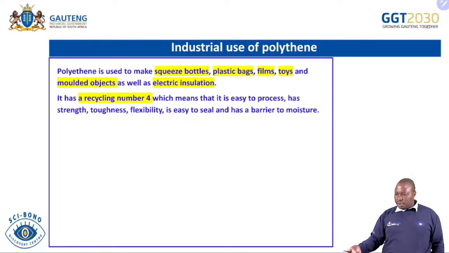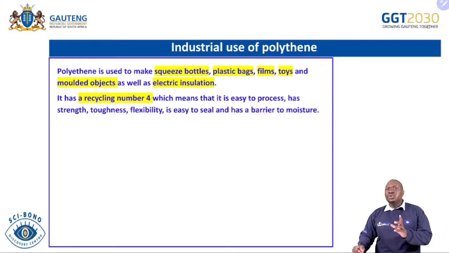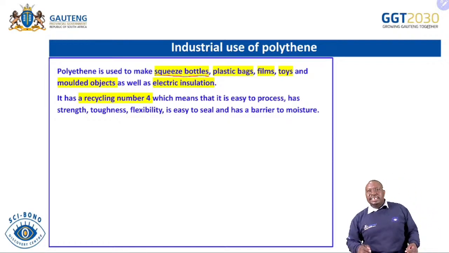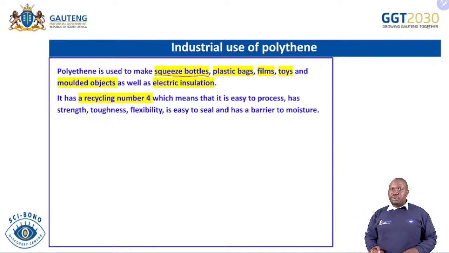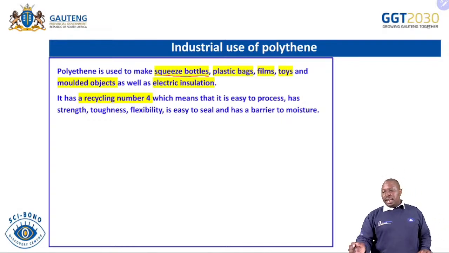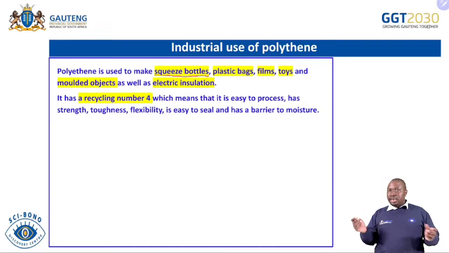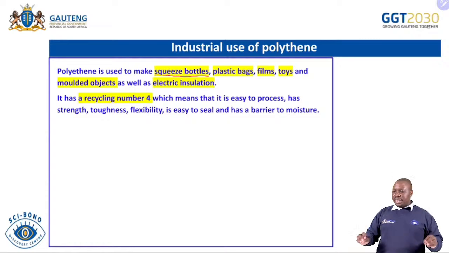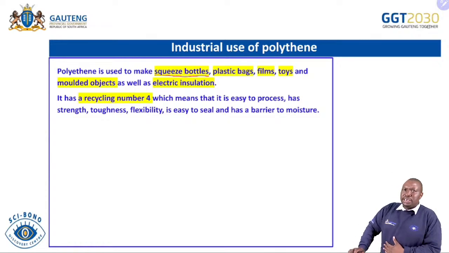So we move. Now, what do we use these polymers for? We use this polymer for industrial use, for example, for making squeeze bottles. I know you are very used to that. So squeeze bottles, plastic bags that you get when you go to the shops, the films, the toys, the molded objects, as well as electric insulation. You will see the electric wires. They don't come naked as they are. They are insulated. We're using the plastic material there. So plastic is very much important in terms of use.